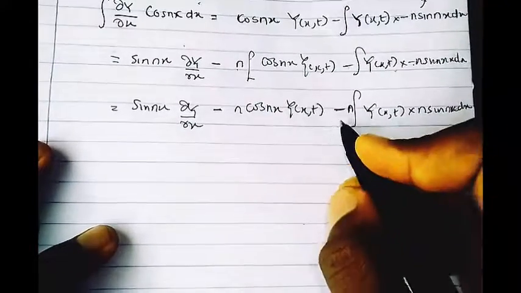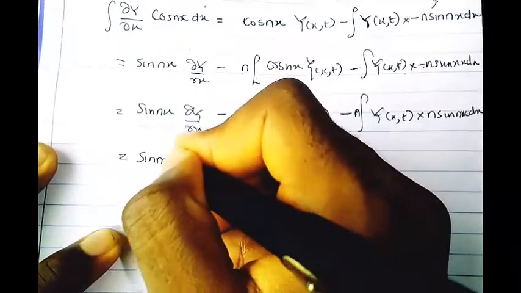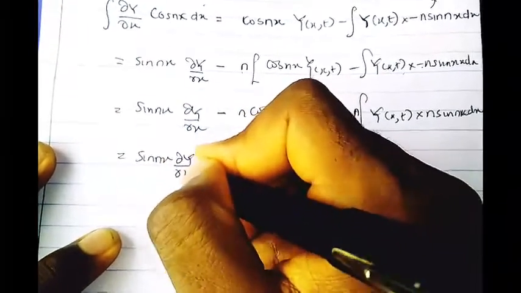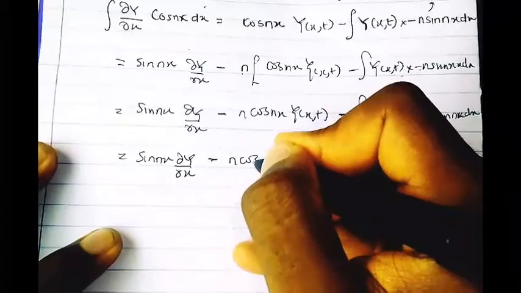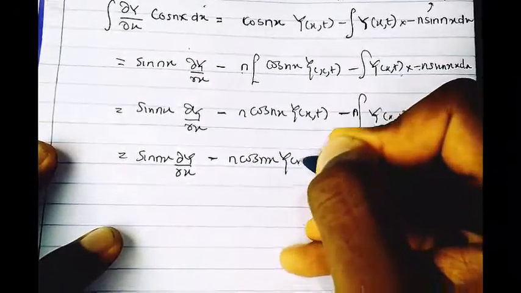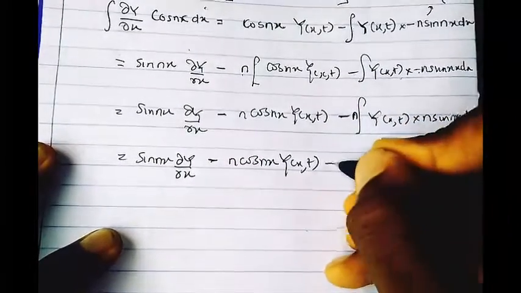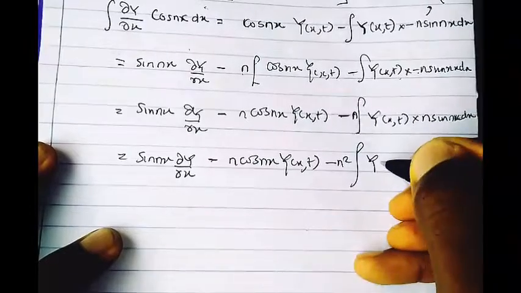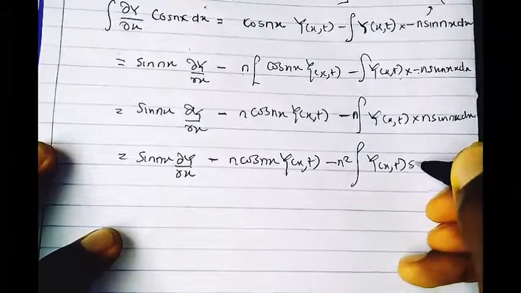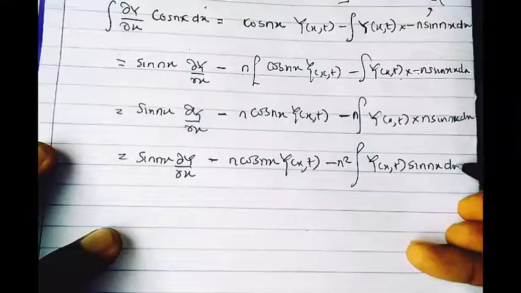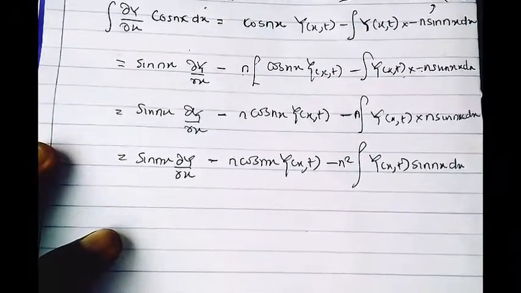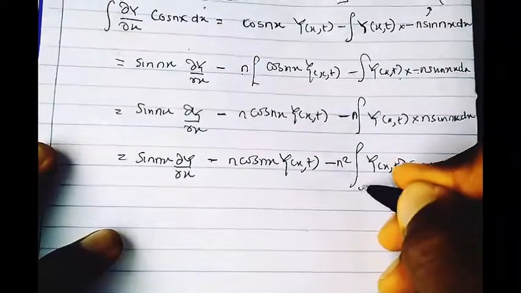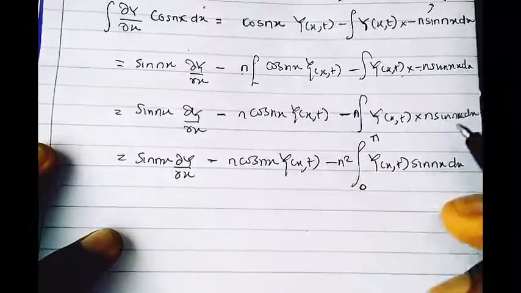Bringing n out to the back of the integral sign, we'll be left with sine nx dy/dx minus n cos nx y, which is a function of x and t, and minus n square times the integral of y, which is a function of x and t, sine nx dx. Remember that our limit goes from 0 to pi.